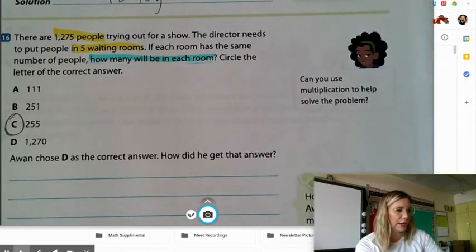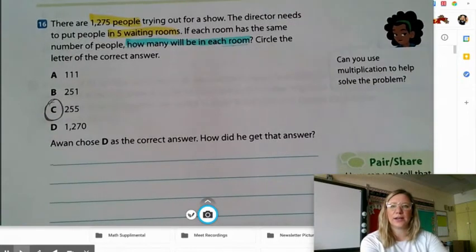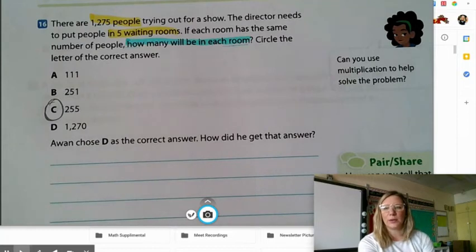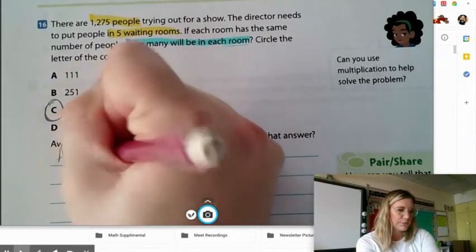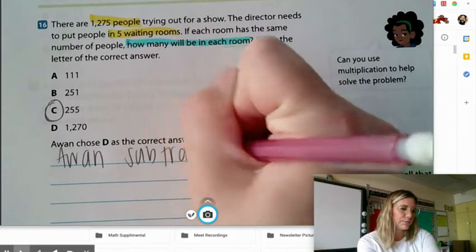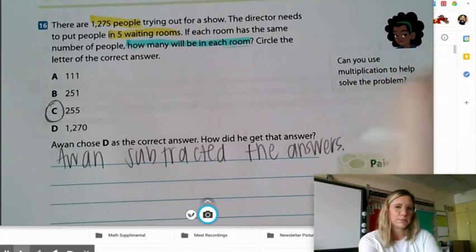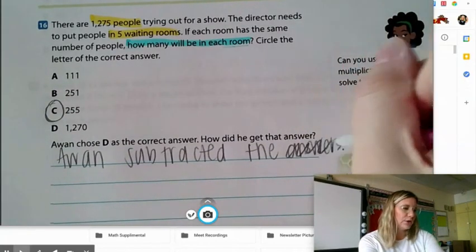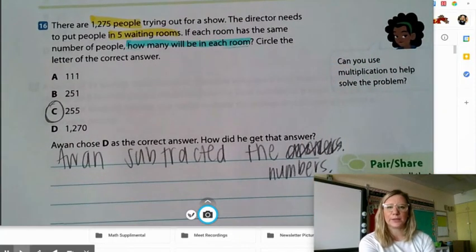Then if we look at it, Awan chose D as the correct answer. How did he get that answer? Well, I'm thinking that if he chose D, there were 1,275 people and 5 waiting rooms. 1,275 minus 5 is 1,270. So I'm thinking that he just subtracted the numbers instead of dividing.